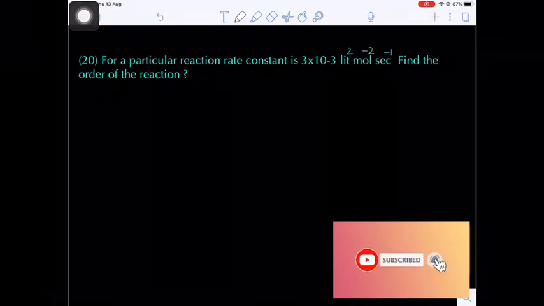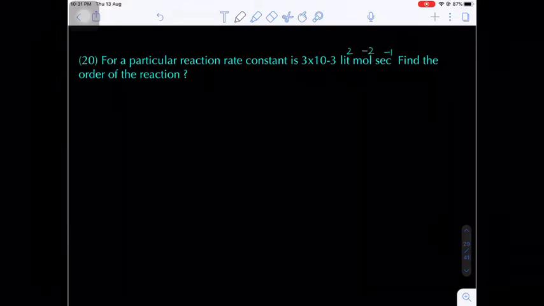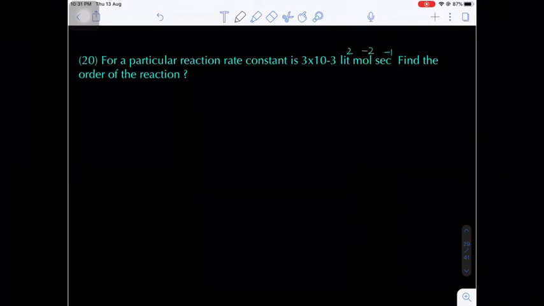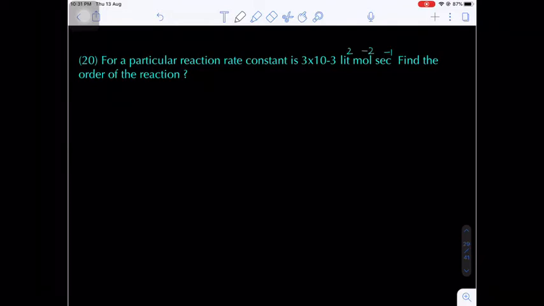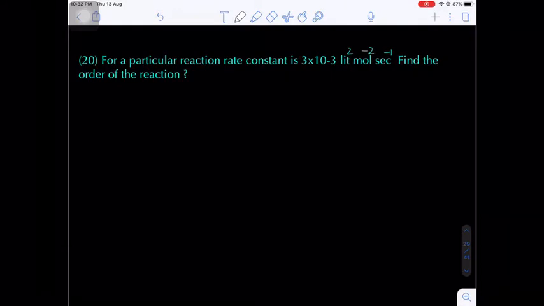Hello students, in the last class we completed rate law expression, rate constant, difference between rate of a reaction and rate constant, characteristic properties of rate constant, order of a reaction, types of order of reactions like zero order reaction, first order reaction, second order reaction, third order reaction, and some examples for fractional order reaction. Okay, now in today's lecture we are going to discuss how to calculate the order of a reaction.